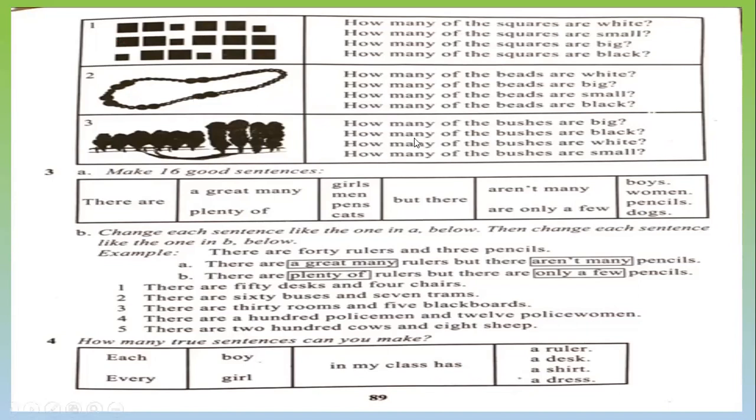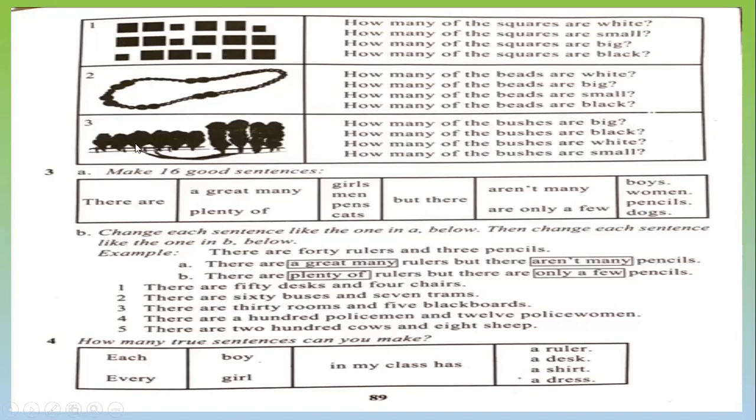How many of the bushes are big? A few, because look, it's four and it's many. How many of the bushes are black? All of the bushes. How many of the bushes are white? None. How many of the bushes are small?